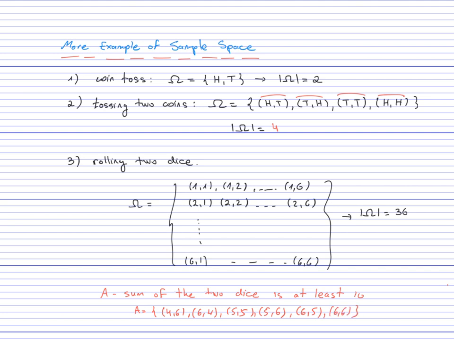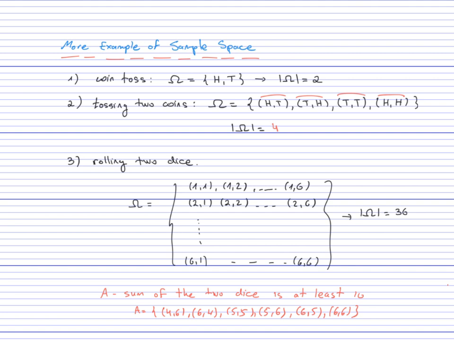And that's all. Let's just check that those elements correspond to the definition of A. The sum of the two dice is at least 10. So (4,6) is 10. Okay, so 4 plus 6 is 10, so it's of course at least 10. (6,4) also is 10. (5,5), of course, 10. (5,6), that's 11. Okay, and of course 11 is at least 10. And again, (6,5) is 11, and (6,6) is 12. Okay, so those are the only elements that belong to A.